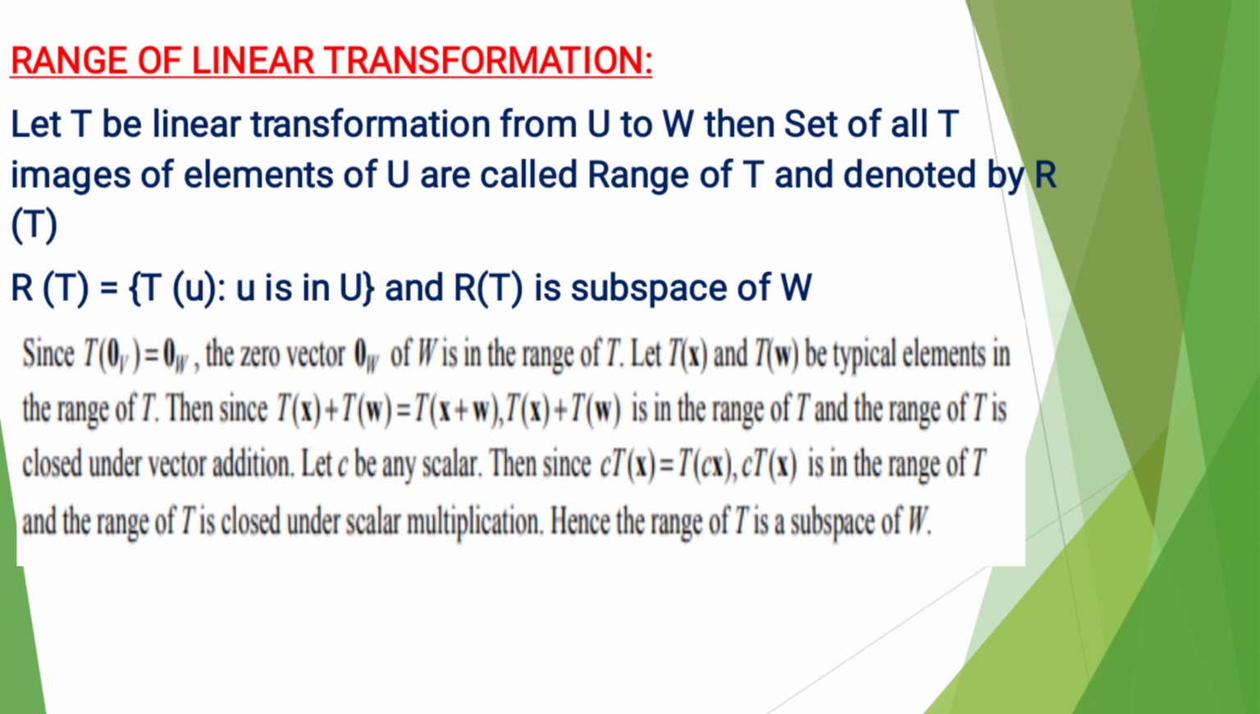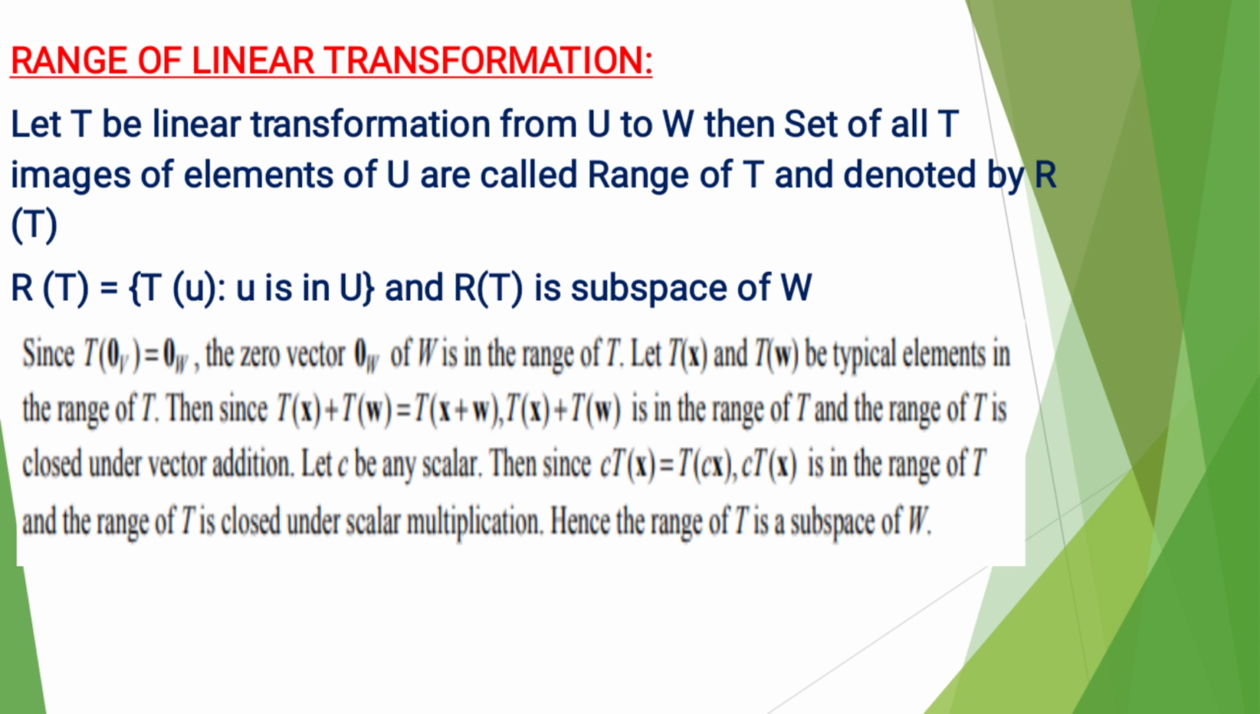The next definition is the range of a linear transformation. Let T be a linear transformation from U to W. Then the set of all T images of elements of U is called the range of T, denoted by R of T. Here T from U to W is a linear transformation.